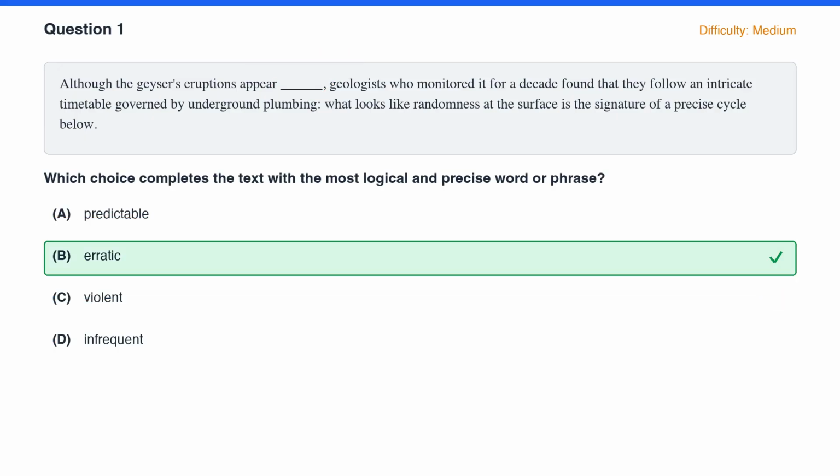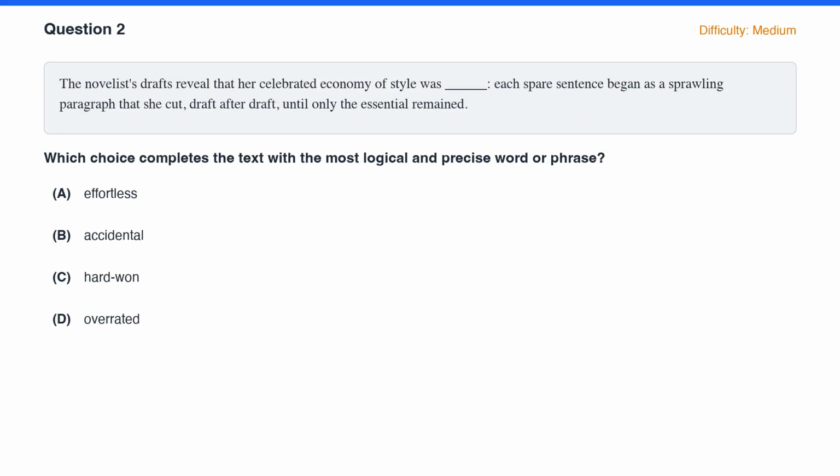Erratic is right because it names exactly the random, irregular surface behavior that monitoring later revealed to be a precise underground cycle. The takeaway: in these vocab questions, predict the meaning from the sentence's contrast before you ever read the choices. Here, the novelist's celebrated economy of style was blank, and the colon tells us exactly what kind.